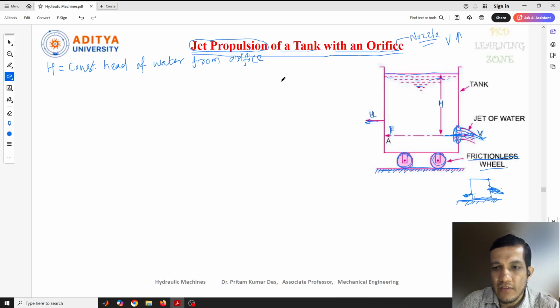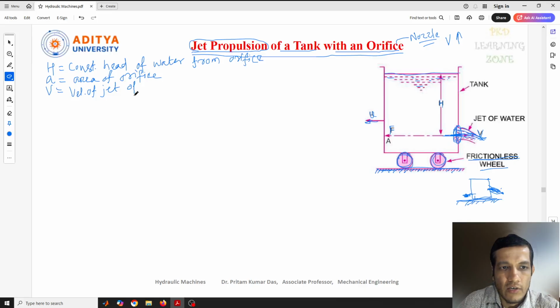Next, since the orifice is there, we need to identify the area of the orifice. Similarly, the next one is v, which is the velocity of the jet of water. Another terminology we need to consider is u, the velocity of the tank, which is moving in the opposite direction. We'll discuss that in more detail.